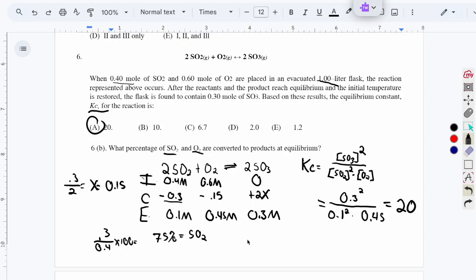On this one, we're going to do the same thing. We're going to say 0.15 over 0.6 is equal to, I'm going to double check, that's 25%. Oops, times 100. I'm sorry. It's just automatic with a percentage, right? We multiply by 100. 25%. And that is how much O2 was converted. That's the percentages of those two.